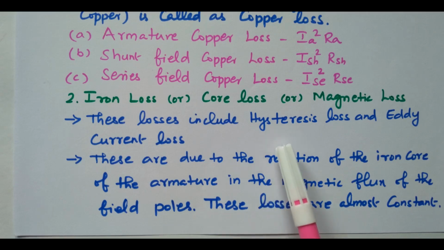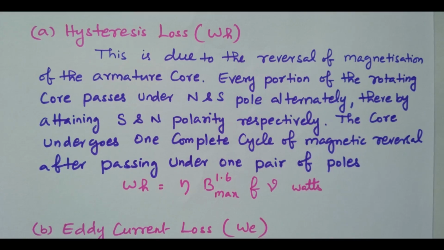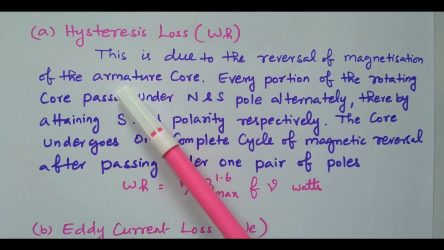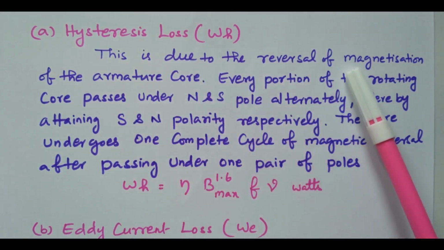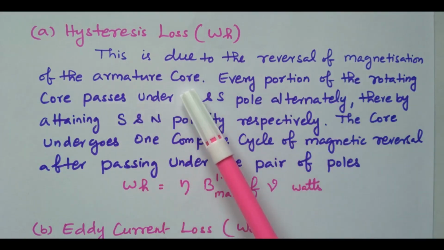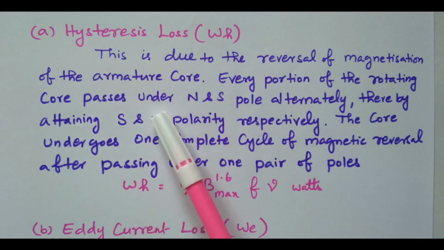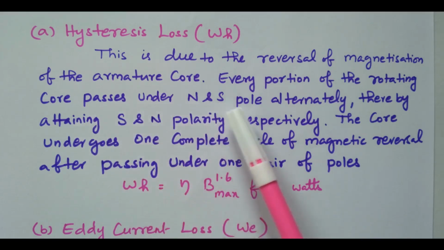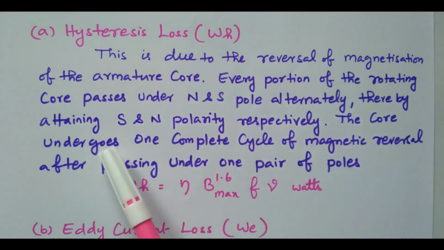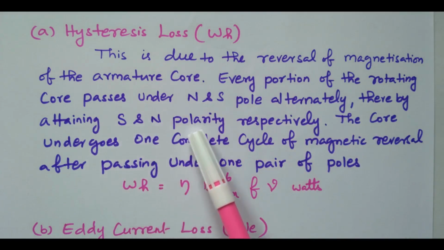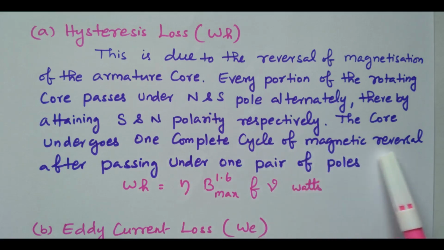Now we will see what hysteresis loss and eddy current loss are. Hysteresis loss is due to the reversal of magnetization of the armature core. Every portion of the rotating core passes under the N pole and S pole alternately, thereby attaining N and S polarity respectively. The core undergoes one complete cycle of magnetic reversal after passing under one pair of poles.